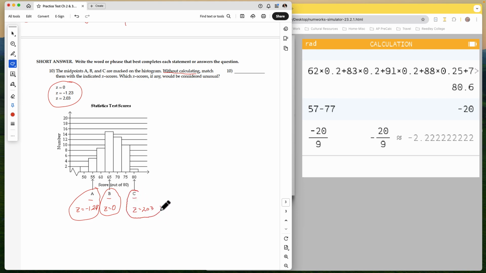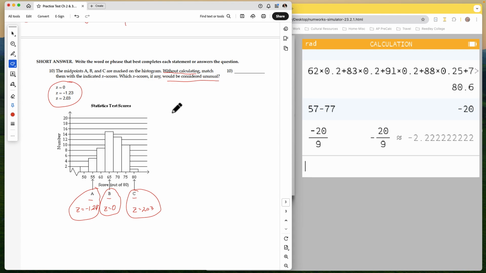So we got them matched up, but then there's another question. Which z-scores, if any, maybe none, would be considered unusual. Unusual means they're further from the mean. So the mean is never unusual. That's the average, right? That's the usual. The further you get from the mean, then we are unusual. The basic rule, though, is, so you'd say, okay, the 2.03 is the furthest, so that's got to be it.